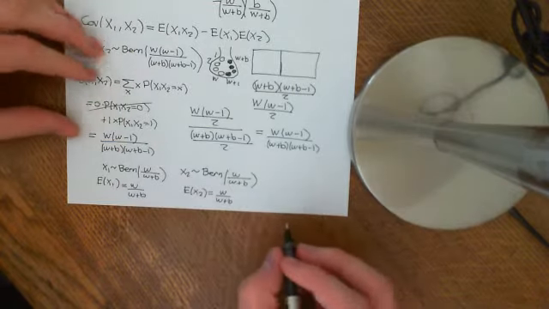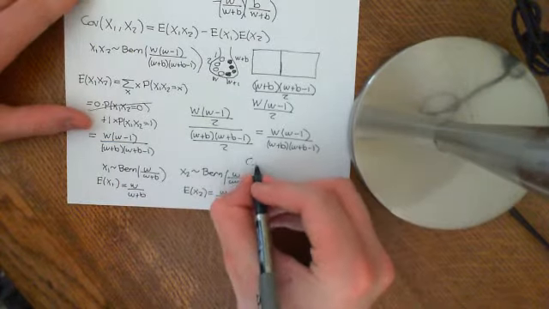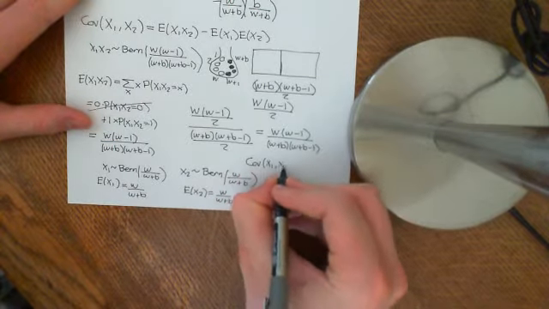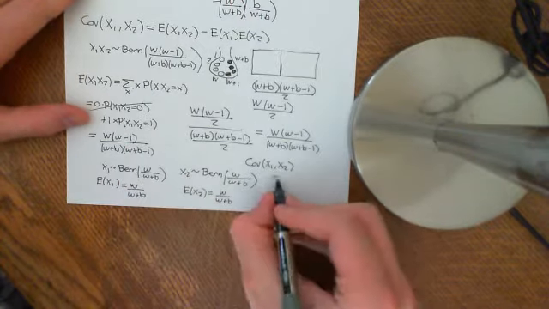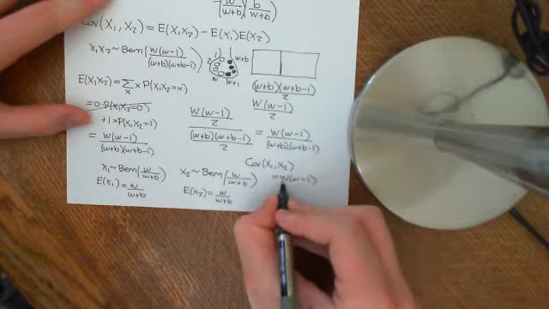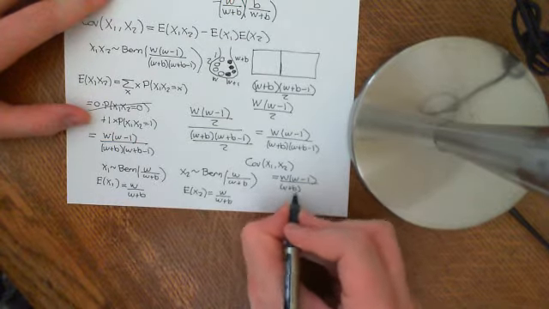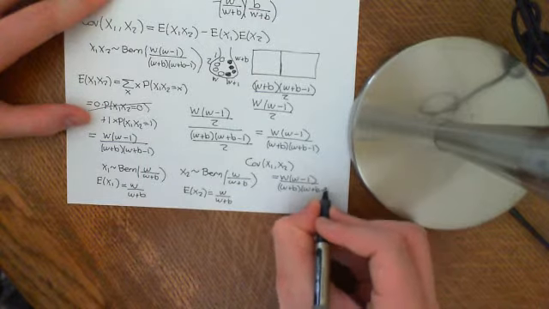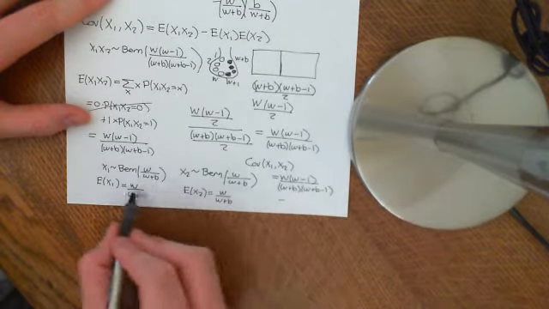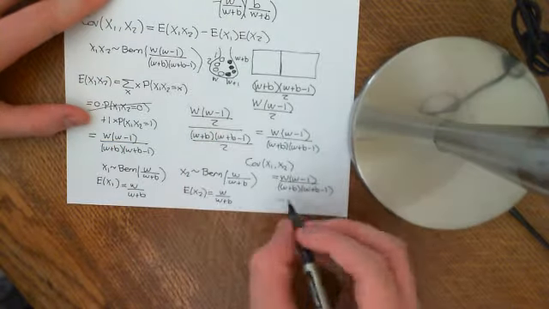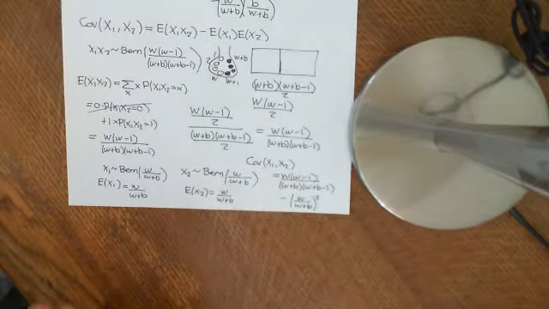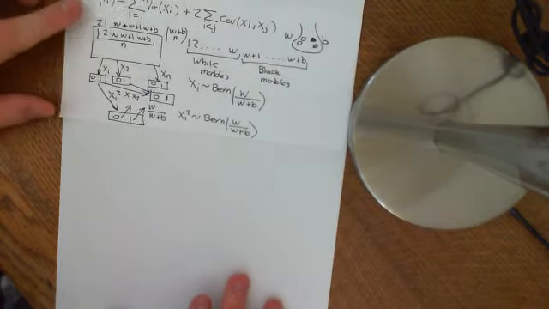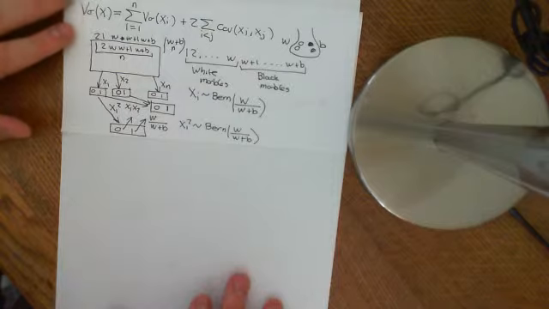So what we find, therefore, putting it all together, is that the covariance of x1 and x2 is equal to this expected value of x1 times x2, w times (w minus 1) over (w plus b) times (w plus b minus 1), minus these two things multiplied together, which is the expected value of x1 times the expected value of x2, which is (w over w plus b) squared. Okay, so that's not what we wanted to work out, though. Remember, what we wanted to work out was the variance of the whole random variable, big X.